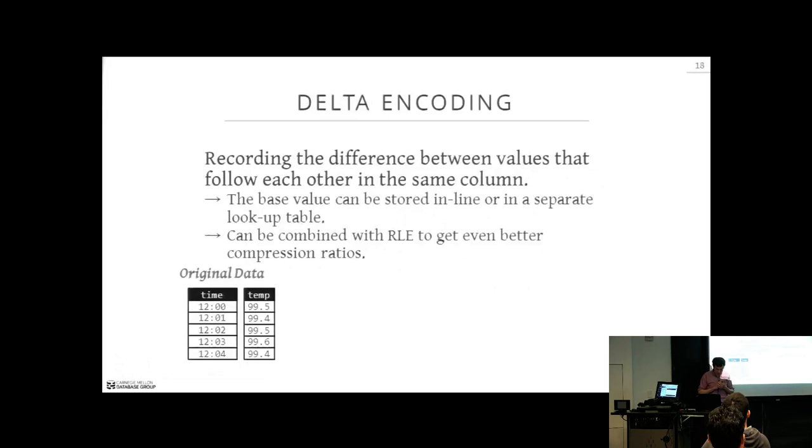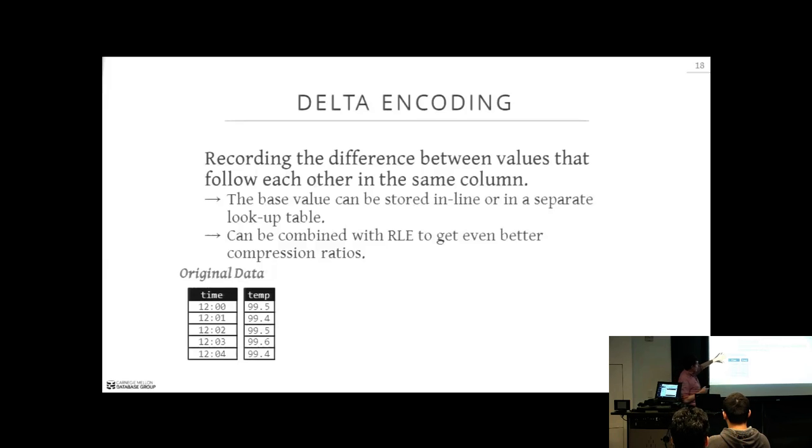Okay, so now we talk about some new schemes. The first one is called delta encoding, and the basic idea is that within a particular column or attribute, we're going to store the difference of one value from the value that preceded it in the attribute. Then we only need to store that delta and not the original value.